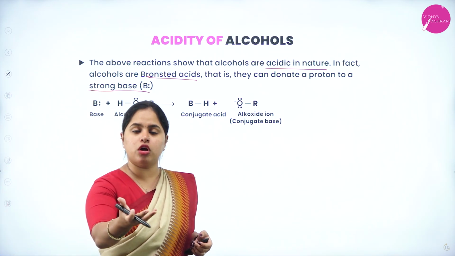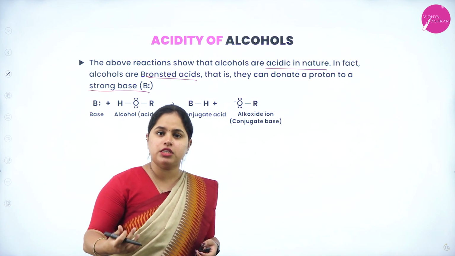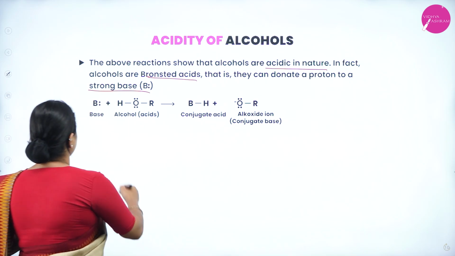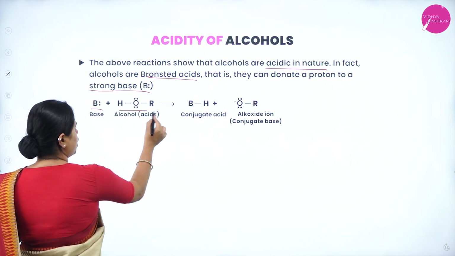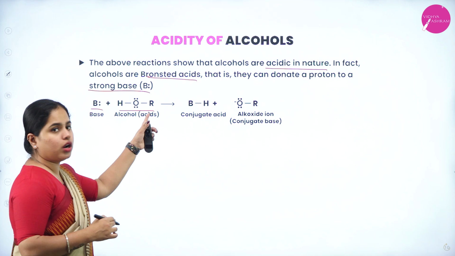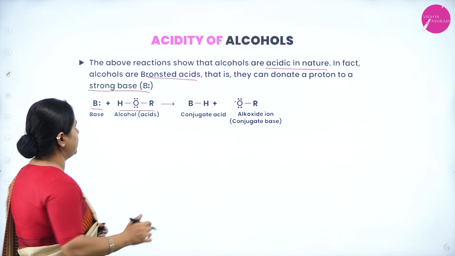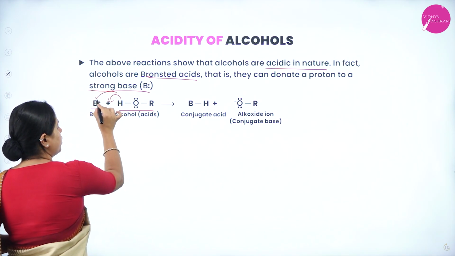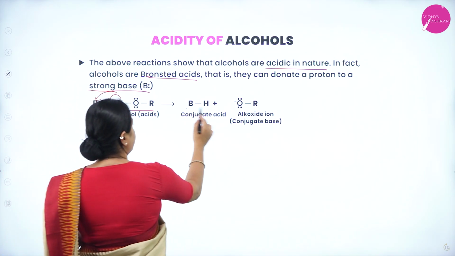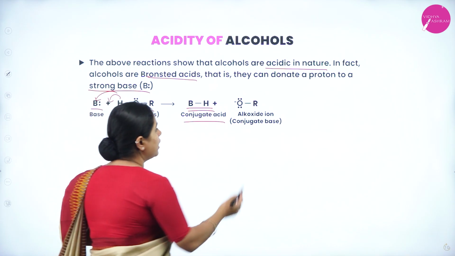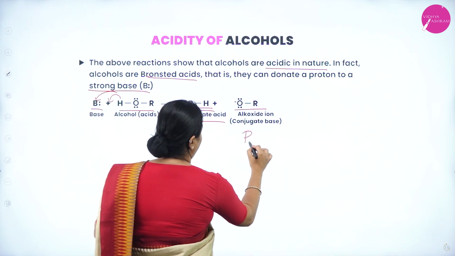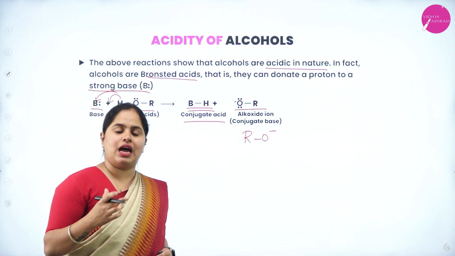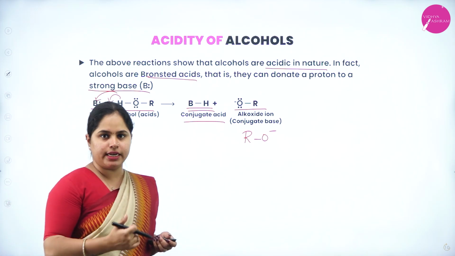If they can donate a proton, what does it mean? If it can donate H plus, of course, it is an acid, right? So alcohols are acidic in nature. So if this is a strong base and this is your alcohol, what happens? The alcohol is able to donate its H plus. This H plus will be donated to the base. So BH, which is the conjugate acid, and the alkoxide ion will be formed. This is why alcohols act as Bronsted acids, hence they are acidic in nature.